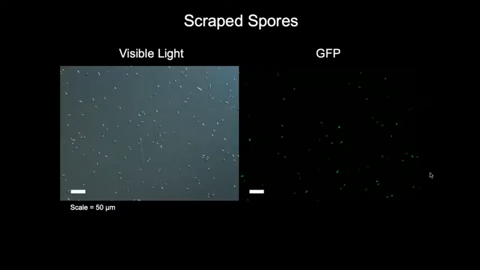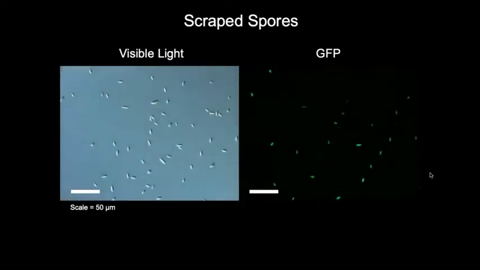So that told us that the spores we were seeing growing on the leaves of the native grass were indeed the fungi that we had inoculated with and not something else that happened to be present in the experiment. So you can see these glowing spores. Those are the conidia from the fungus.